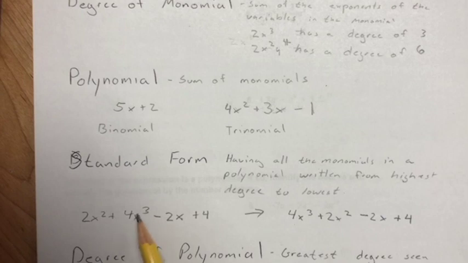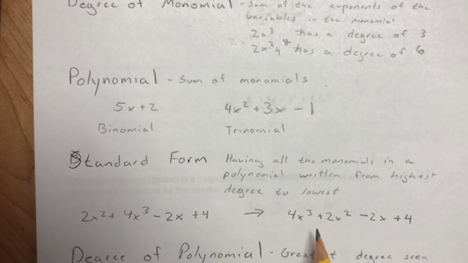The degree of this one is 3, where this one is a degree of 2. We need to have it from highest to lowest. So I have a degree of 3, followed by a degree of 2, followed by a degree of 1, followed by a degree of nothing. So this is literally from highest degree to lowest degree, and this is what we do for standard form. Knowing how to write in standard form is going to save you a lot of trouble when we start adding, subtracting, multiplying, dividing polynomials.